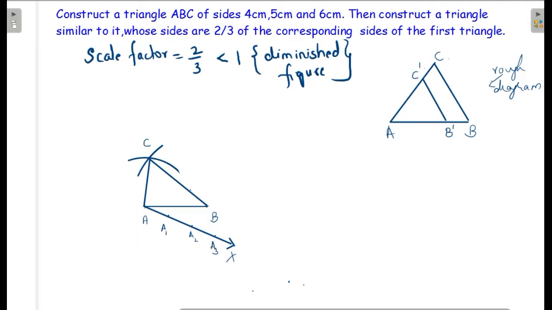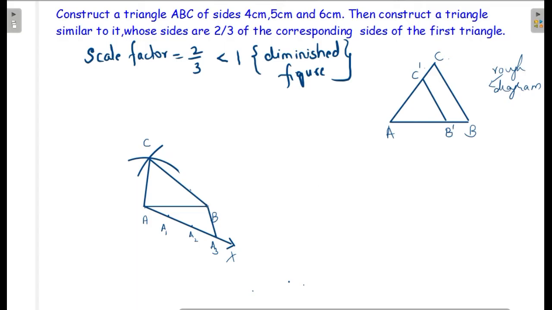Now consider the denominator. How much is it? We have to now consider denominator. Here, in this case it is 3. We will join A3 to B. Okay. Now, what is the numerator? 2. So, we have to draw a line parallel to A3B from A2 to this line AB.